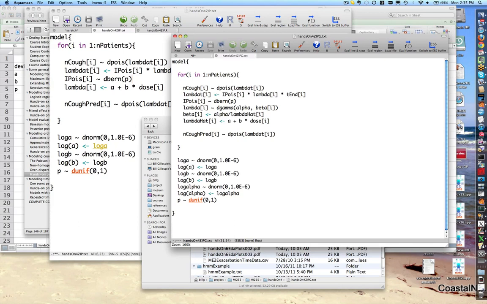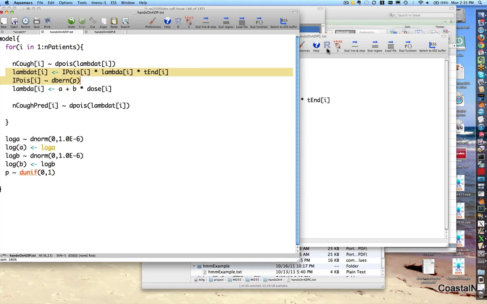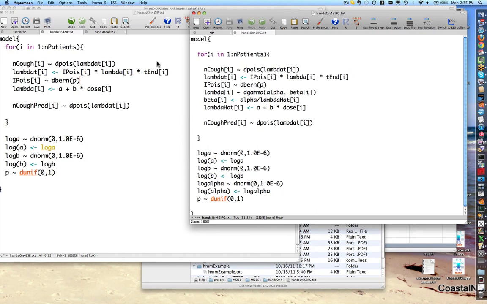Okay, and you can see, we can compare them side by side here. On the right-hand side is our zero-inflated Poisson gamma. The first part of the model is pretty much identical. I've got my NCOF as Poisson lambda t. Lambda t is, again, the same statement as before: this indicator I Poisson times lambda times t end. The I Poisson is Bernoulli. And where the difference comes in is in the stuff right here that's specific to introducing the gamma distribution, so that we end up with a zero-inflated negative binomial by bringing in this gamma mixture to define lambda. So actually doing a zero-inflated version of any of these models is pretty straightforward.